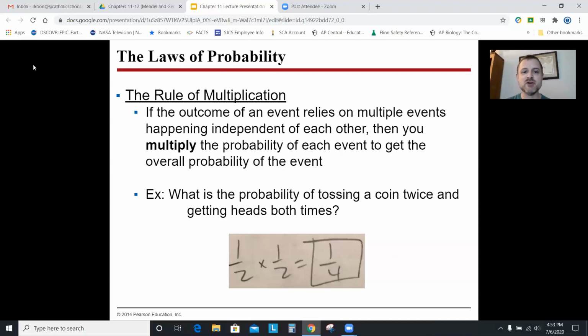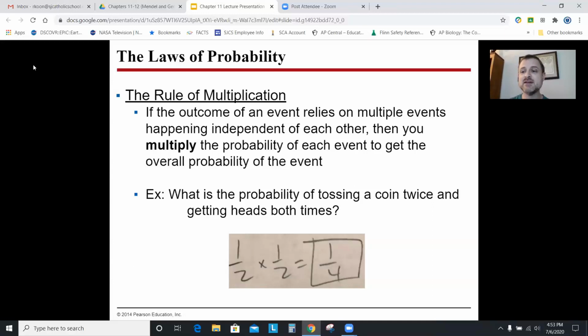So the rule of multiplication: if multiple things have to happen for an event to take place, you find the probability of each individual event and you multiply them together, okay? So, sample problem. What is the probability of tossing a coin twice and getting heads both times? How many things have to happen for that to happen? Well, two things. You toss the coin once and it's heads, toss the coin a second time and it's heads.